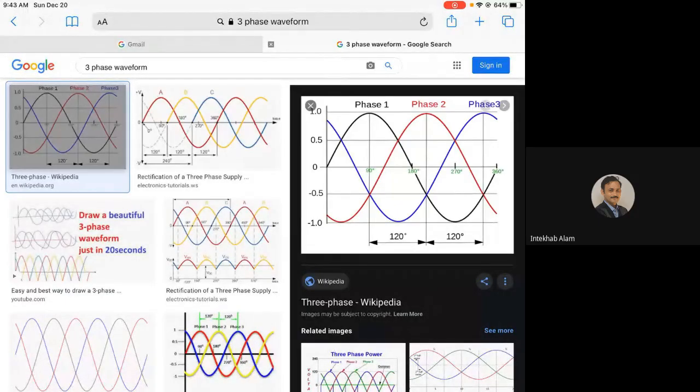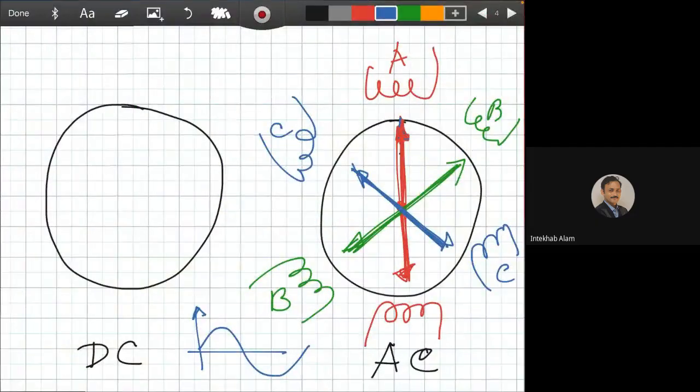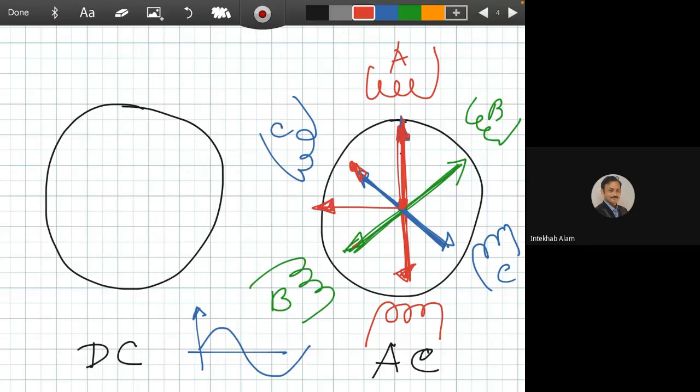So if we consider this point like 0, at the 0 point, phase A is actually 0. But phase 3 is positive, so you'll find this point in here, and phase B is negative, you'll find the point in here. So the resultant vector will be in here. Do you understand? I must write in a different color. The resultant vector will be in here.